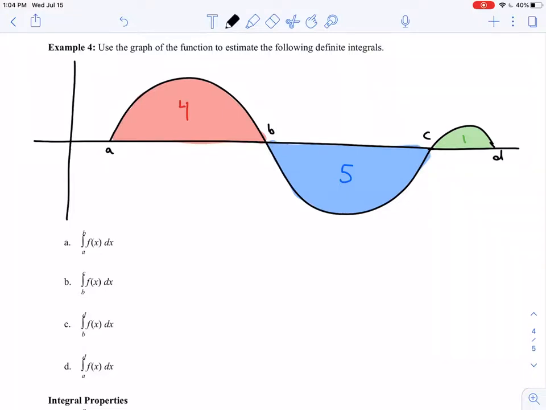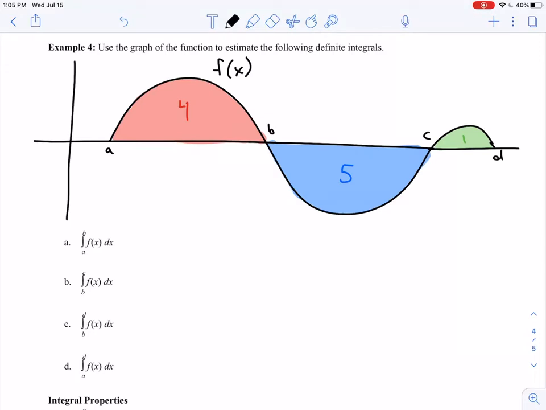We have a few more examples to look at, and then we're also going to talk about some properties of definite integrals. Here I have this function that I've drawn. This is the function f of x, and under each region, I have an area of 4 between a and b. Here I have an area of 5. Here I have an area of 1. So I'm telling you the area of each of those shaded regions.